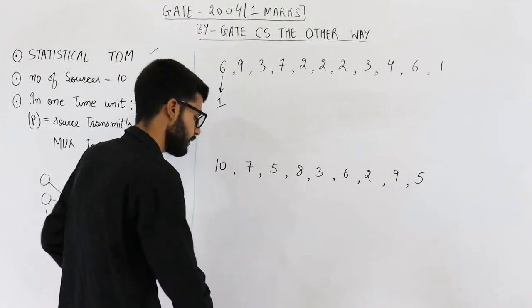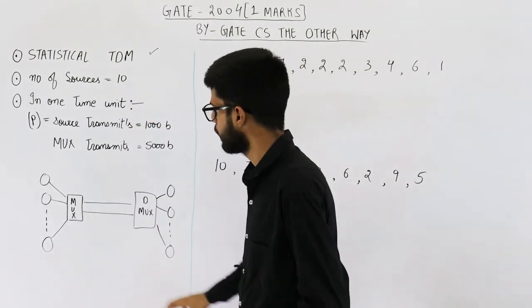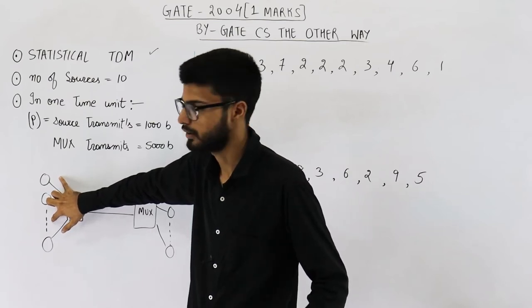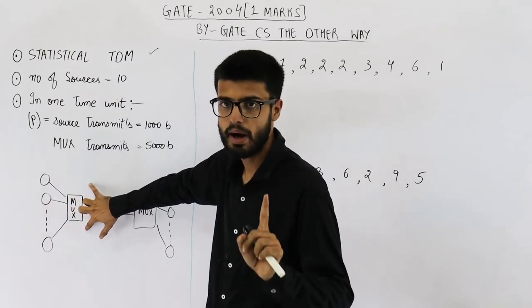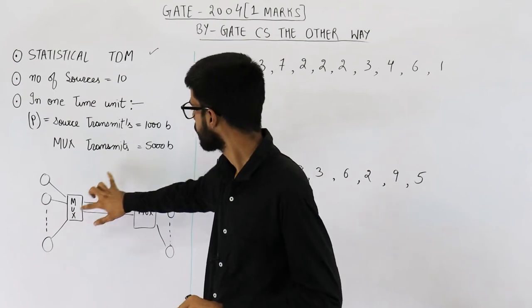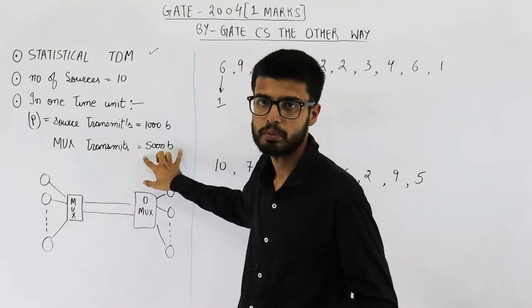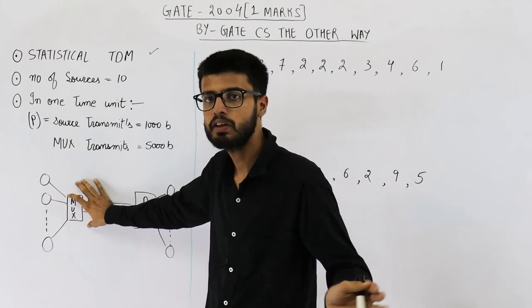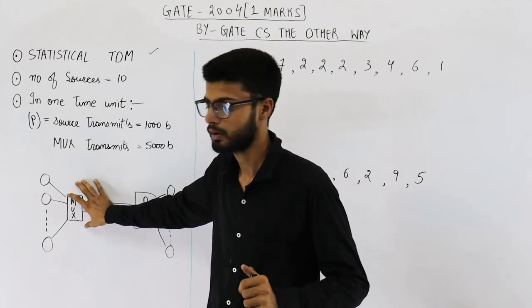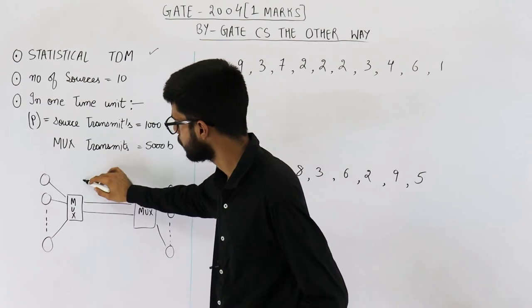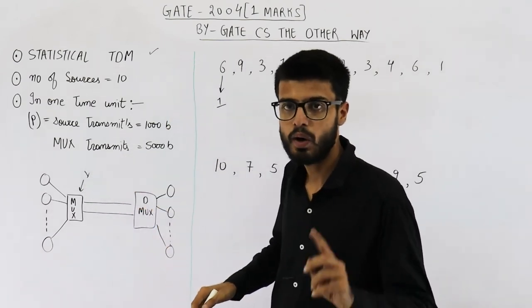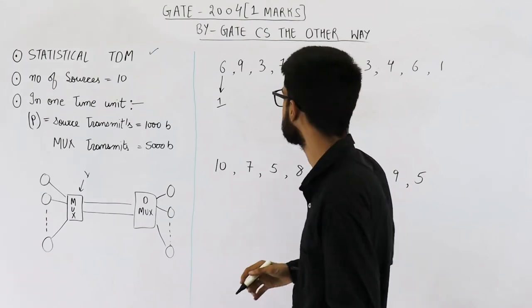So what has happened till now? Any 6 of these 10 sources generated 1000 bits each. So this MUX now has 6000 bits. Okay. It can transmit only 5000 bits. That means 5 packets. It has 6 packets. 5 will be transmitted in the first time unit. Now backlog will be 1 packet. Okay. It already has 1 packet from the previous frame only.